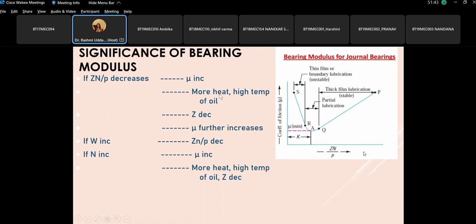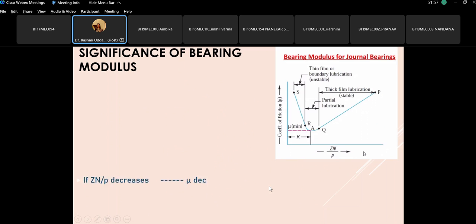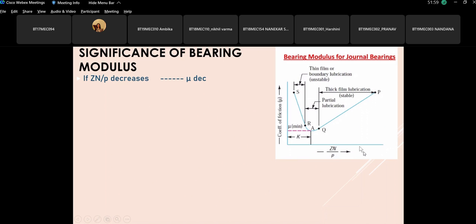Avoid the confusion. So if you are in a stable zone, the moment Zn by P decreases, the mu value is decreasing when you are in a stable zone.